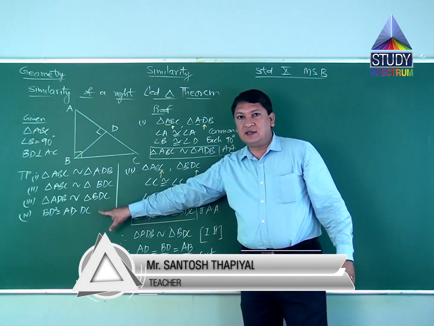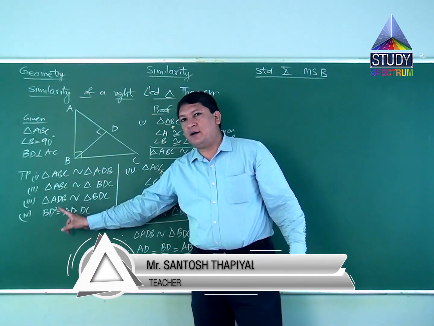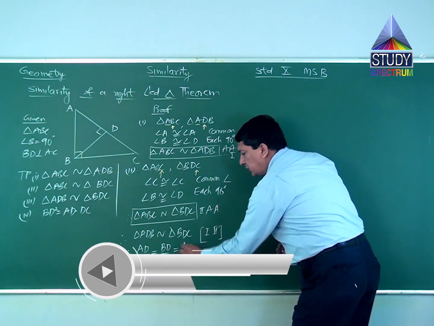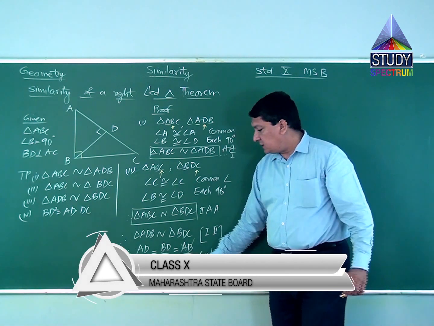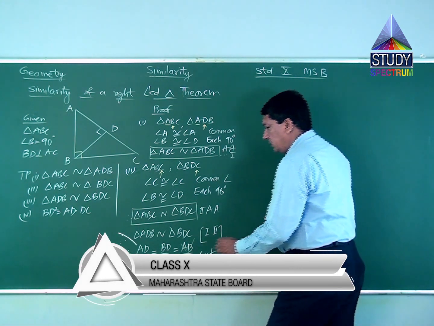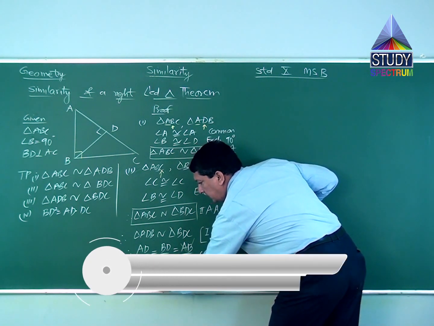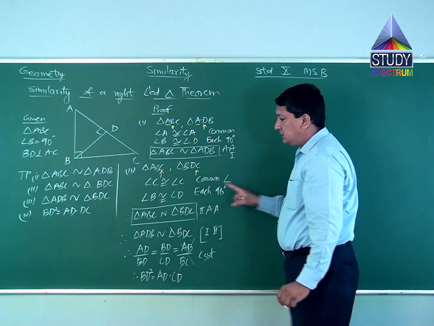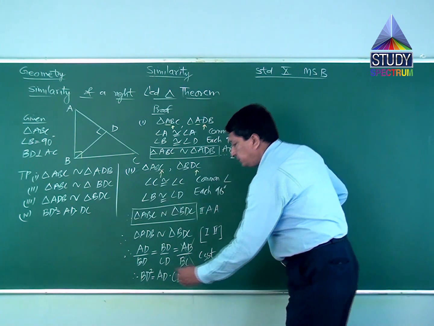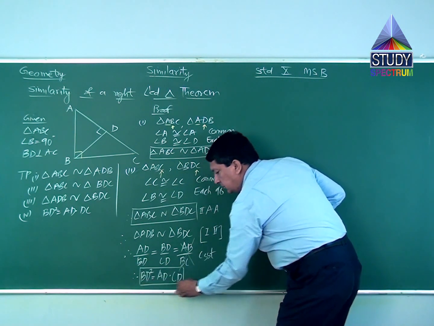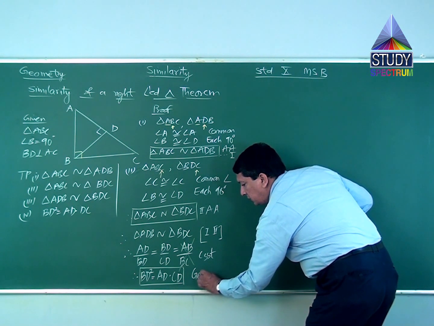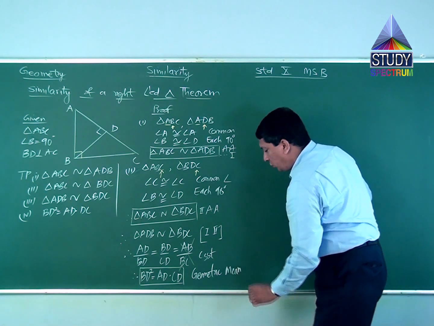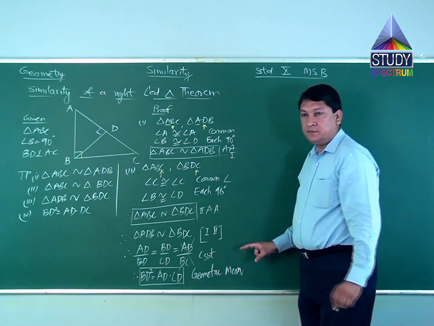Look at, in third answer, we require BD square. This means that this ratio is not required. Therefore, we can write BD square is equal to AD into CD. This is our fourth answer. This is also called as geometric mean property.